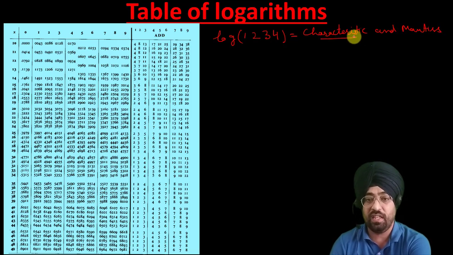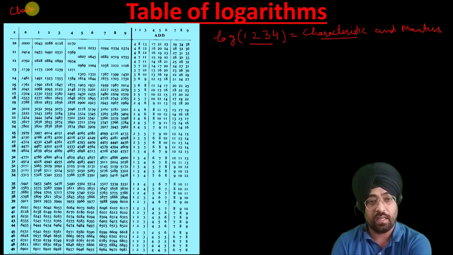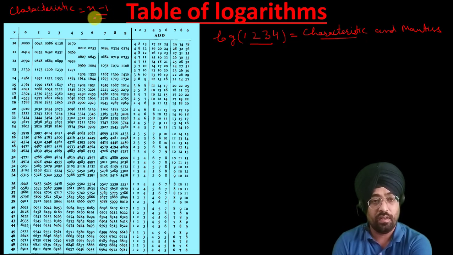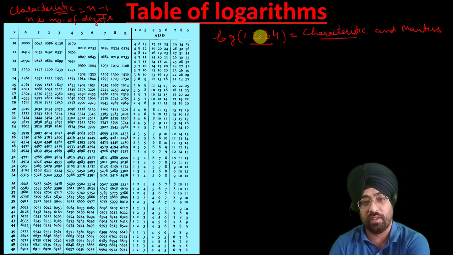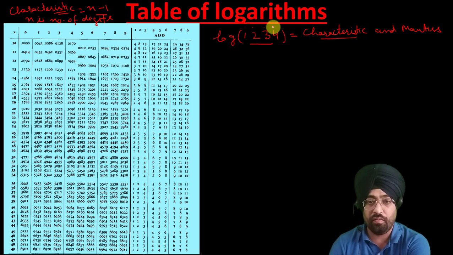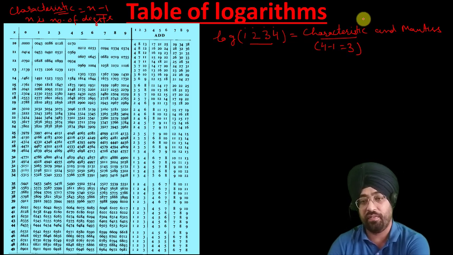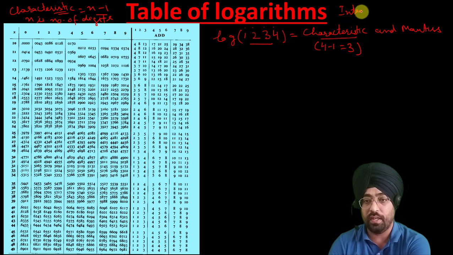So characteristic we can easily find, as this is a number greater than 1. For a number greater than 1, characteristic is equal to n minus 1, where n is the number of digits. This rule for characteristic only applies when a number is greater than 1. Now this number is greater than 1, so how many digits does it have? 1, 2, 3, 4. So its characteristic is 4 minus 1, which is equal to 3. This is also called the integral part or characteristic, that is 3.